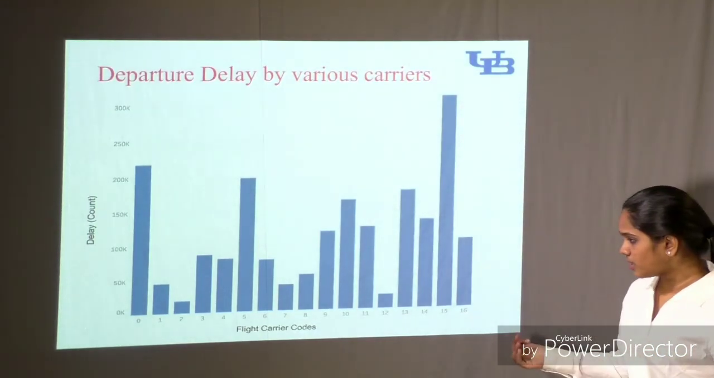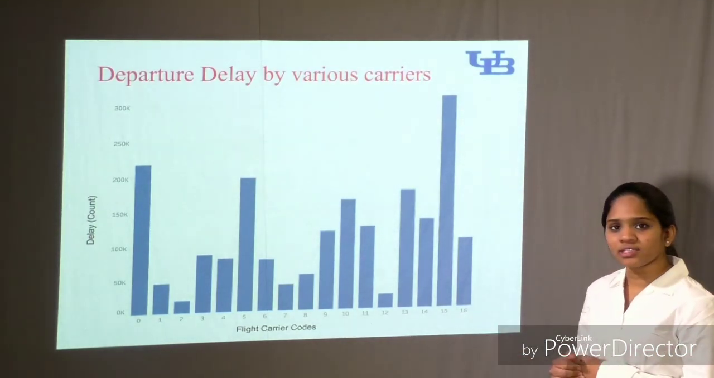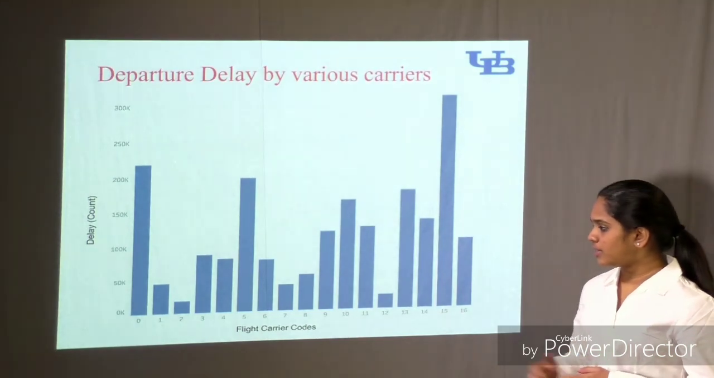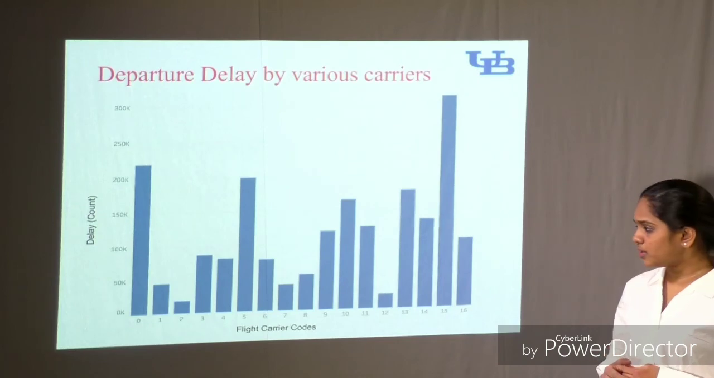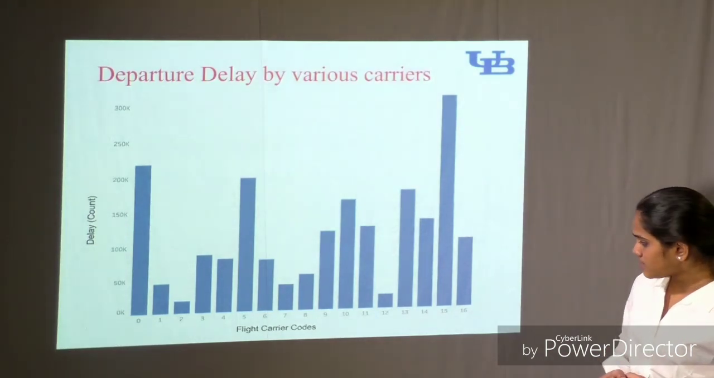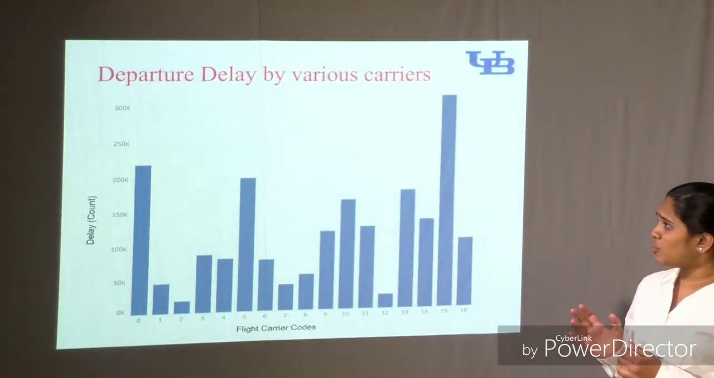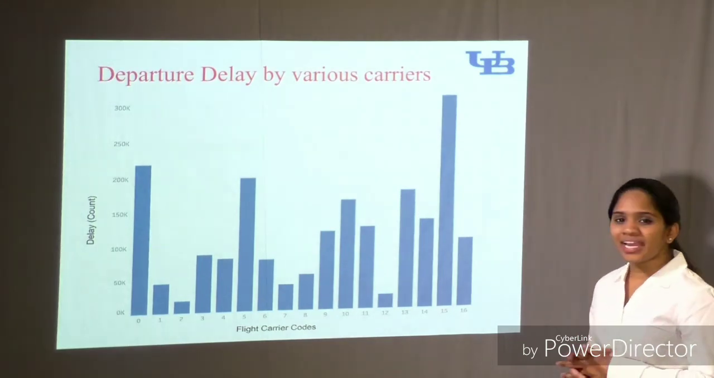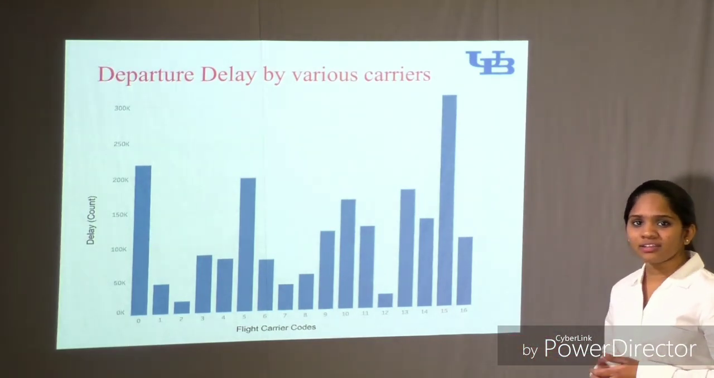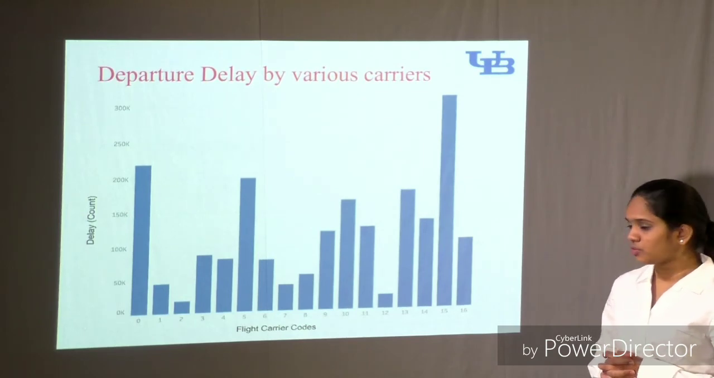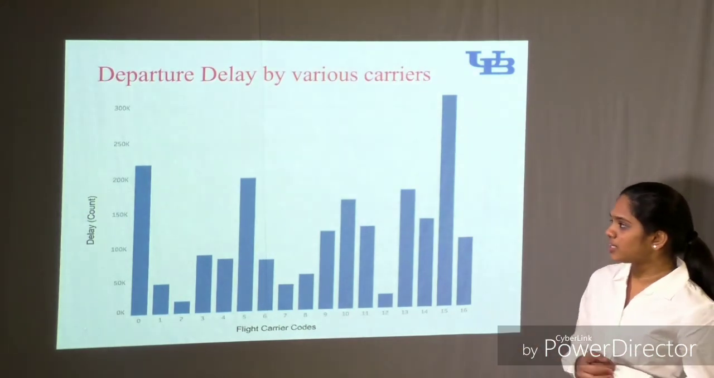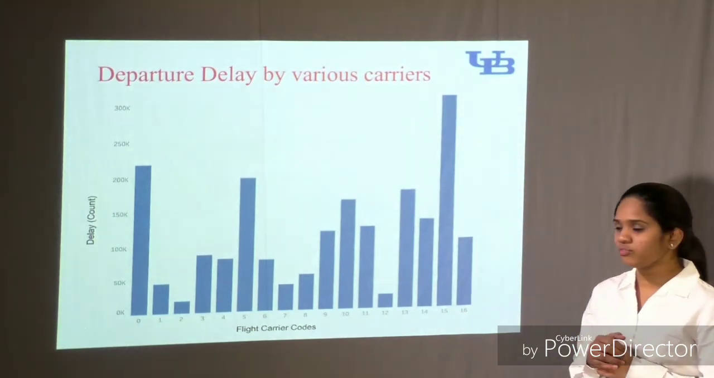Let's say we've taken around 17 flight carriers that are available, and each code denotes a unique flight carrier. And let's say the 15th carrier actually has the most delayed flights, and we can say that that airline may not be the best choice when you try to fly out from a city, because it clearly shows that there are many flight delays.